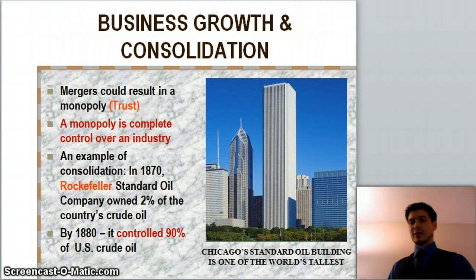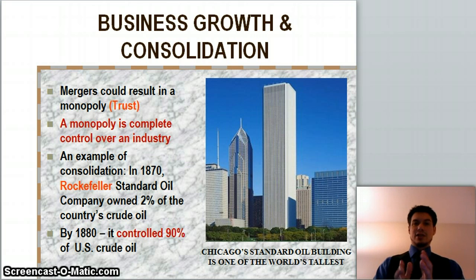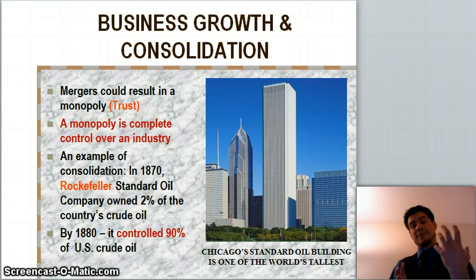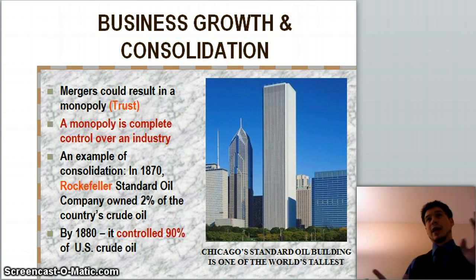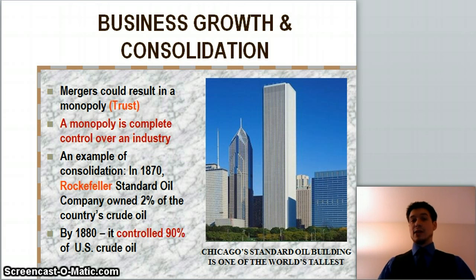Now, business growth and consolidation is huge. Mergers could result in a monopoly. Monopoly, for what we'll say, can also be used as a trust. Monopoly, trust, interchangeable at this point for us. Monopoly is complete control over an industry. An example, think if Verizon, cell phone company, bought up AT&T, T-Mobile, and Sprint. If you wanted to get cell phone service, you'd have to go through Verizon. That's a monopoly, because they can also change their price to whatever they want, because they have a stranglehold on the entire industry.